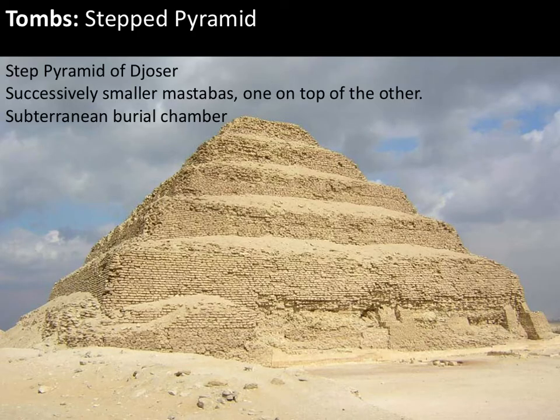So here we have a step pyramid. These appeared in the archaeological record after the mastabas, and this is one of the most famous, the step pyramid of Djoser. Okay, so you see why it's called a step pyramid? Because it's a pyramid with steps. Again, the burial chamber is still underground. And basically, it's a series of mastabas, one on top of the other. They're just getting smaller and smaller and smaller, forming these steps.